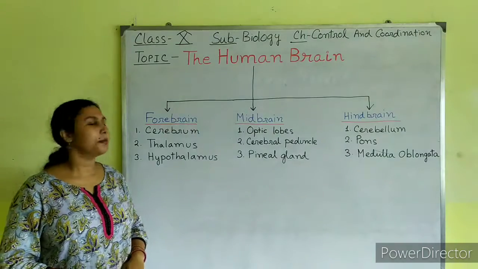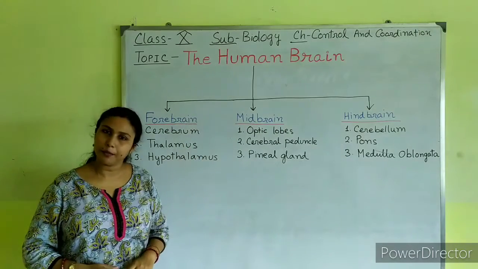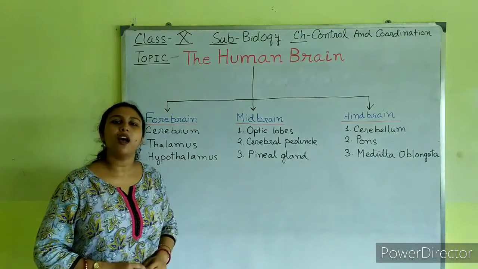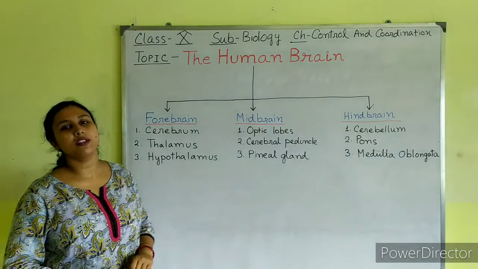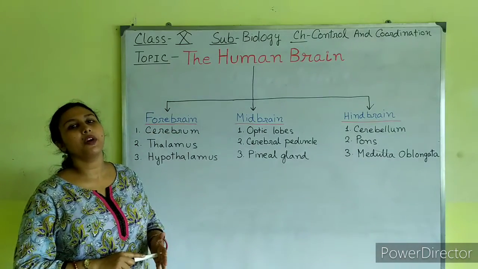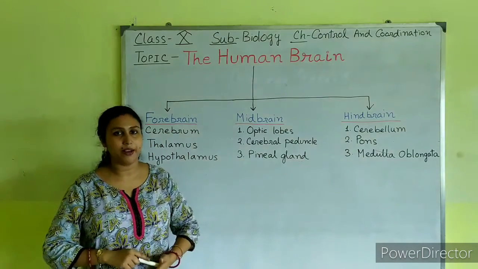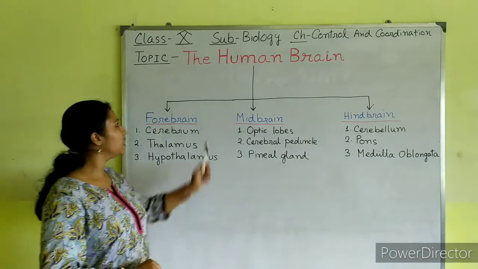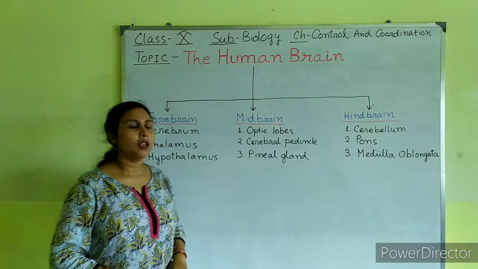So our today's topic is the human brain. Now the human brain is a part of the central nervous system of our body. The central nervous system of our body comprises of the human brain and the spinal cord. Today we will learn about the human brain.